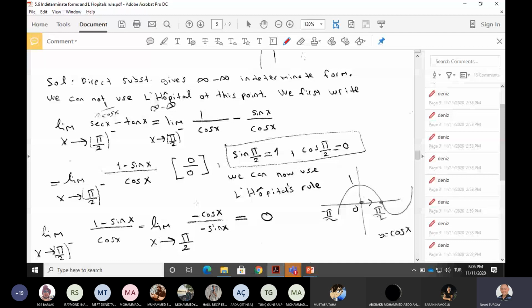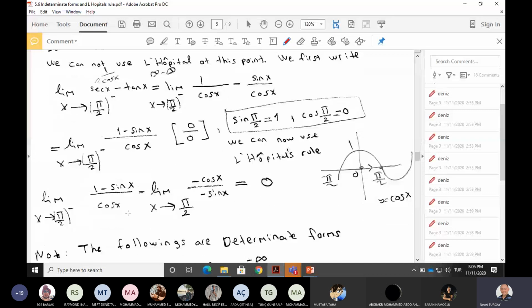Now, 0 over 0. Can we use L'Hopital now? Of course. So how are we using it? Take the derivatives of the numerator and denominator. So this is minus cos x, this is minus sin x. Now what happens if you send x to pi over 2? It will be 0. So the final answer is 0. You okay?